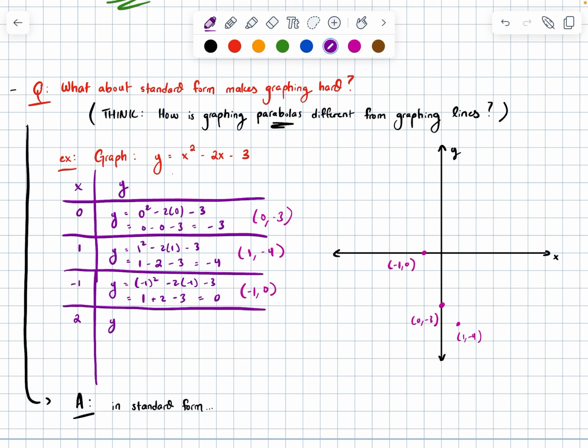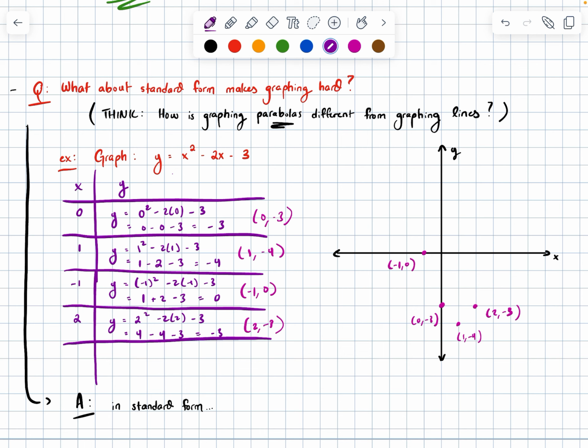I've done 1 and negative 1. Let's try positive 2. So here, with positive 2, y is going to be equal to 2 squared minus 2 times 2 minus 3. 2 squared is 4. Negative 2 times 2 is negative 4, and then minus 3 at the back. 4 minus 4 is 0. 0 minus 3 is negative 3. So the point 2, negative 3 should show up on my graph. When I was graphing lines, it would be weird that that y value of negative 3 showed up twice, but remember our parabola is symmetrical. It makes sense that we're going to have 2 points with the same y value.